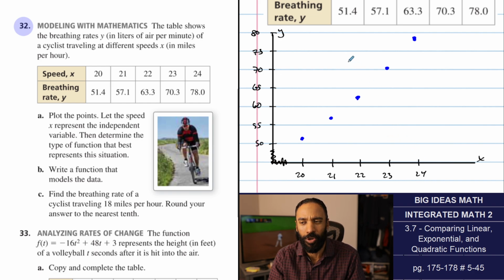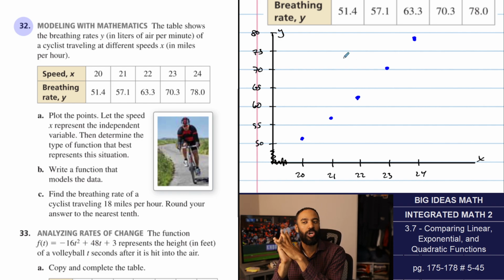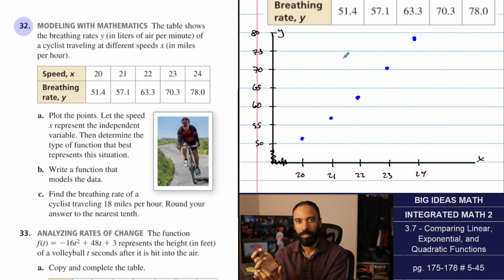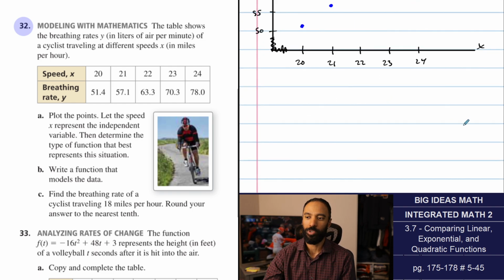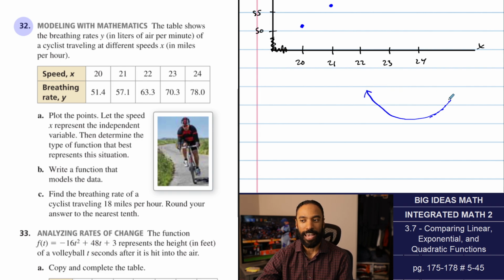I don't know how deep we want to go with quadratic. It says write a function that models the data. Oh, geez. I don't want to go linear. I don't feel quadratic. See, I know the domain here starts at 20, but say it was quadratic and we zoom this thing out. These are our points, right? I don't want this quadratic model to extrapolate itself and say, well, you would have breathed really fast if you ran 0 miles per hour.